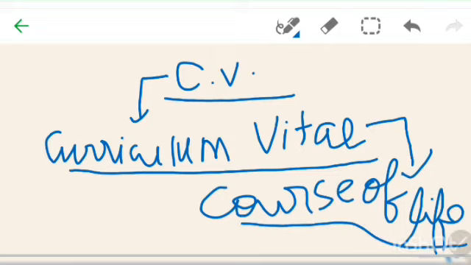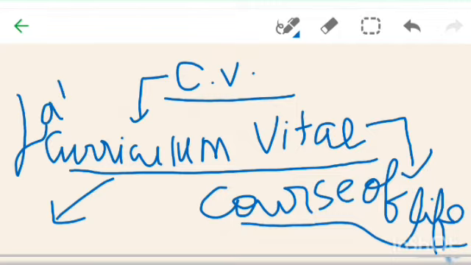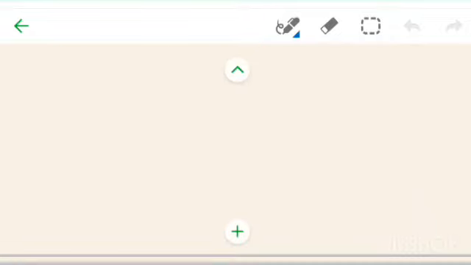And this word, my dear friends, is derived from the Latin language. Which language? Latin language. Like resume was derived from the French language, similarly this curriculum vitae word is derived from the Latin word. Fine, it's a Latin word. What does it mean? Literal meaning, I told you, course of life. It means you have to present your full history of your academic credentials, full history.